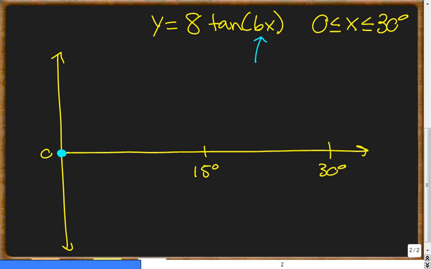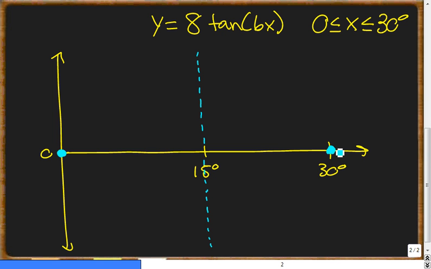Well, what if we plugged in 15 degrees? Okay, and remember the thing about how our tangent works. 15 degrees times 6 would make 90 degrees. The tangent of 90 is actually undefined. So we have a vertical asymptote there. And if we move along, 30 times 6 would make 180 degrees. So if we made that, this would go back to 0 again.